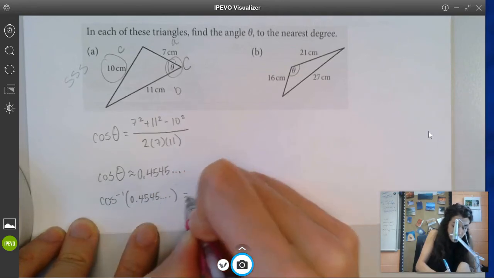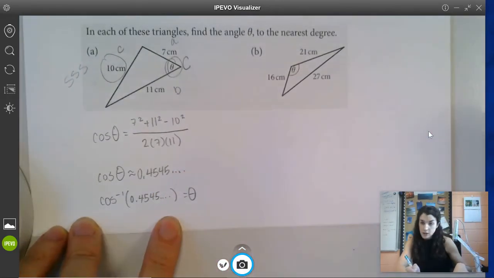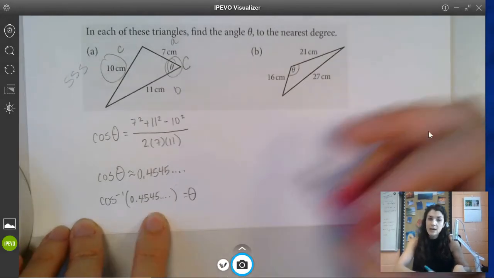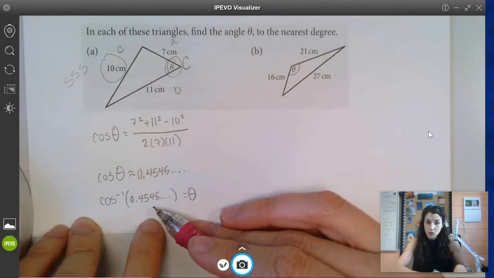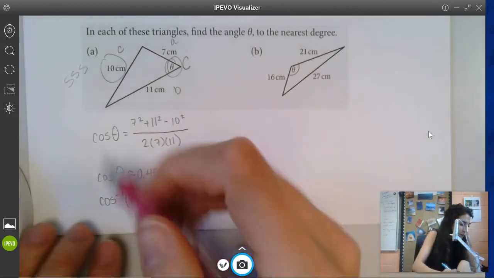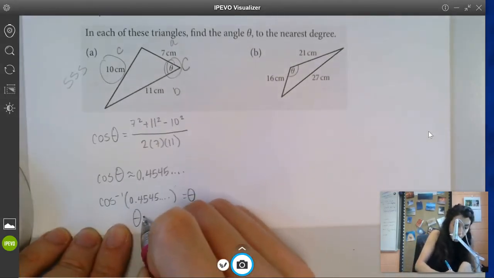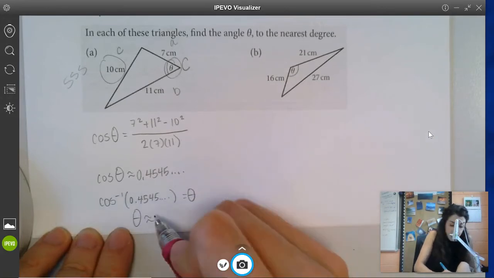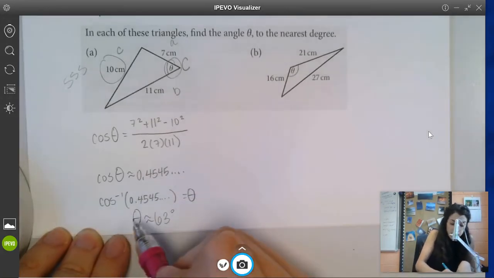Please, please, please remember that you should not be using a rounded version. You should always be using the exact value. So scroll up and press enter. And go ahead and tell me what theta is equal to. Theta is about 63 degrees.